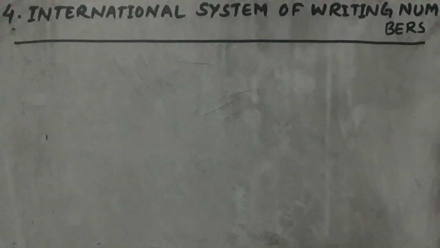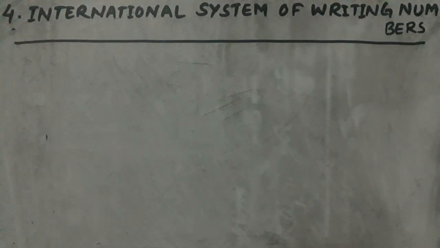Students, generally there are two systems of writing numbers. One is your national system of writing numbers, and another is your international system of writing numbers. Previously we had studied the national system. Now today we are going to study the international system. National system means which belongs to the nation, whereas international system is generally used by foreign people outside of the country.